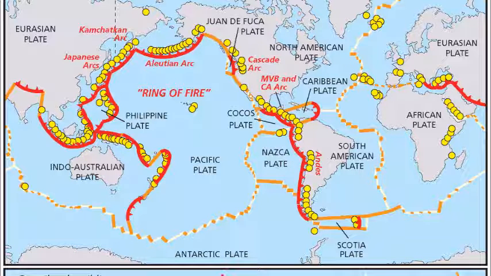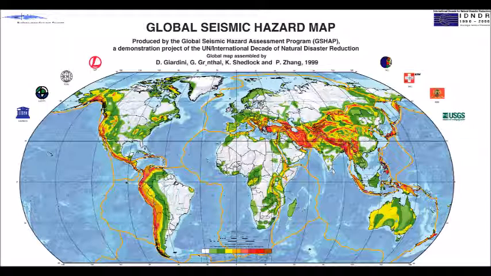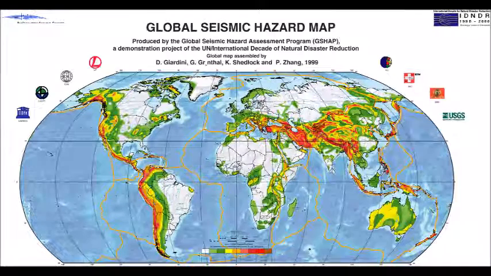Around the Pacific Plate, there is a ring of fire, which is an area around the plate that has lots of volcanoes. Another thing that is caused by plate movement is earthquakes. This map shows seismic hazard along the plate boundaries.